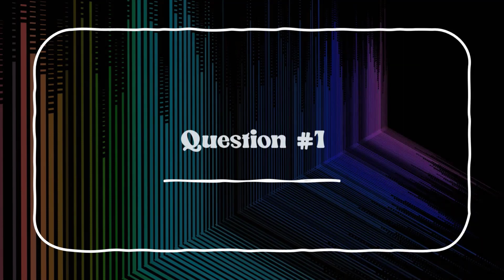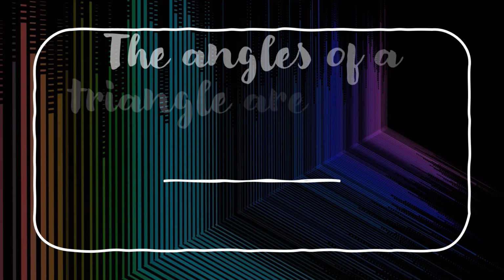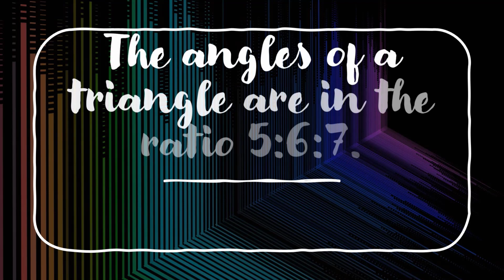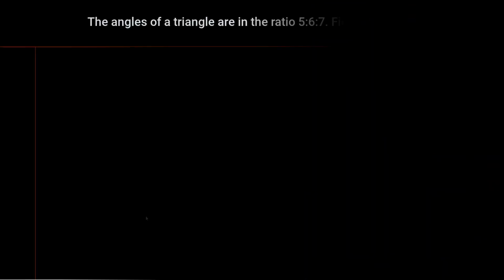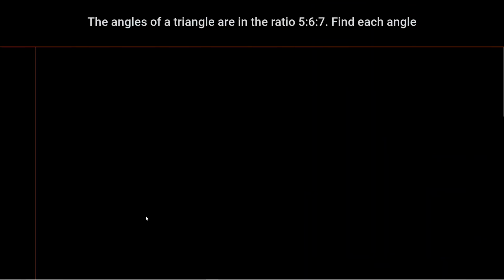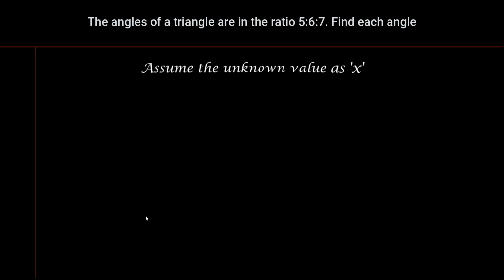Let's start with the first word problem. The angles of a triangle are in the ratio 5:6:7. Find each angle. The very first step whenever we solve word problems related to ratio is that we need to assume the unknown value to be x.